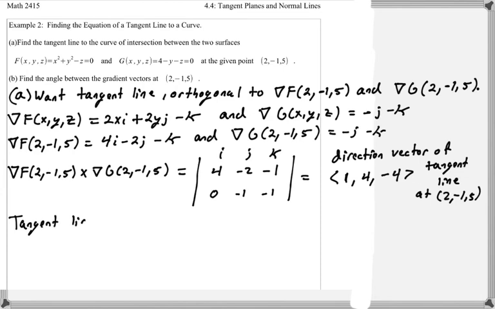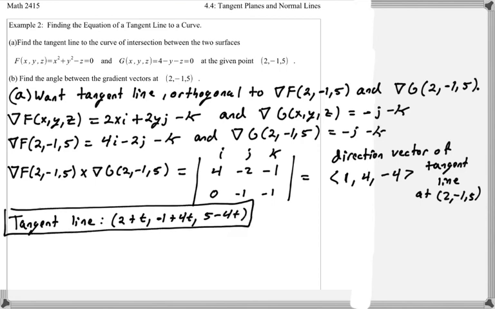Okay. So our tangent line: the point 2, and then our direction vector is 1, so 1t, for the x or the i component. Next is the y. We want to go through -1, and the direction vector is 4t. And then finally 5, and then the direction vector would be -4, and then we'll put the t on that. So that gives us our tangent line.